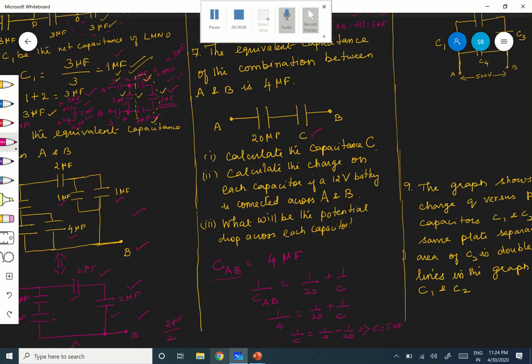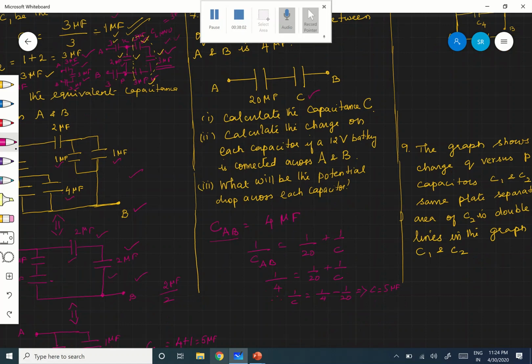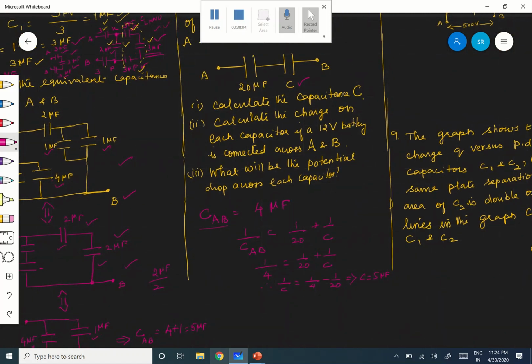Right. So now the first part is over. These two are in series, and their equivalent capacitance is given as 4 microfarad. Therefore, you know that for series combination, 1 by CS is equal to 1 by C1 plus 1 by C2. Therefore, what is this value? Right. What is the next one?